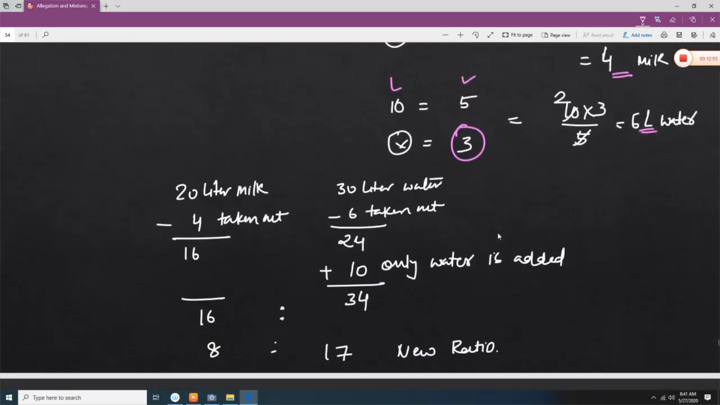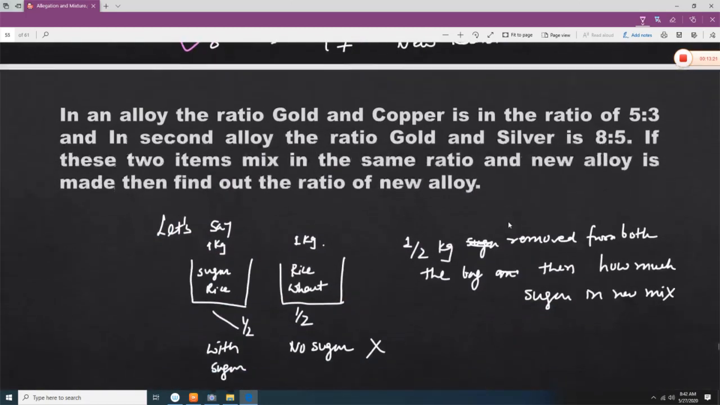So 20 liters of milk, and we will take out 4 liters out of it, so 16 will be there, and 6 liters of water we will take out, that is 24. After that we are adding 10 liters of pure water, not milk. So water will be added into water, so 10 we are adding, so this becomes 34, and here there is 0 because we are not adding anything, so this is 16. So 16 to 34, that is 8:17 is the new ratio.